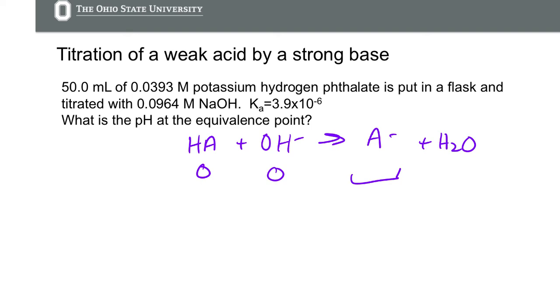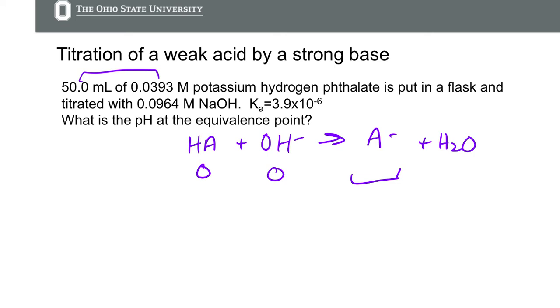We can make it slightly faster, slightly less writing. The number of moles we start out with of HA is at the equivalence point going to be the number of moles of A minus. Okay? We've completely reacted the number of moles of HA with the same number of moles of OH minus. The only thing we've made is A minus. So those have to be 1-to-1, completely transferred.